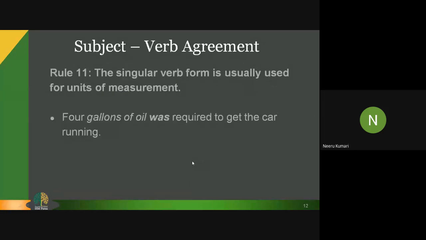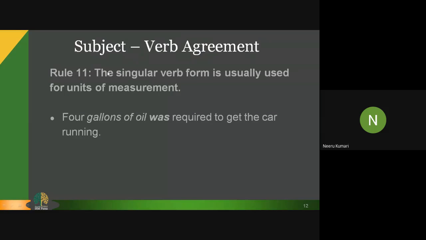All right. So let us understand the other 10. If you remember yesterday, we discussed the first 10 rules, and today we are going to talk about the next 10. Rule number 11 says that the singular verb form is usually used to measure units of measurement. Whenever we are talking about units of measurement, could be gallons, dozen, liters, meters, etc., you should always remember we will use only the singular form.